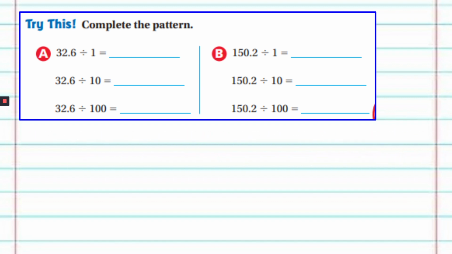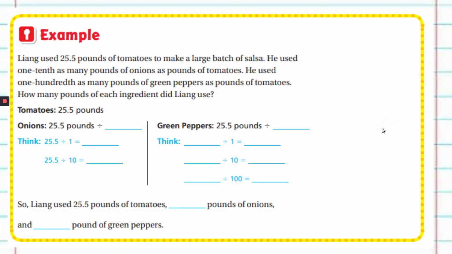Okay, now that you're back, let's check your work. So we know that 32 and 6/10 divided by 1 will be itself. Divided by 10 is 3 and 26 hundredths. Divided by 100 is 326 thousandths. 150 and 2/10 divided by 1 is itself. Divided by 10 is 15 and 2 hundredths. Divided by 100 would be 1 and 502 thousandths.